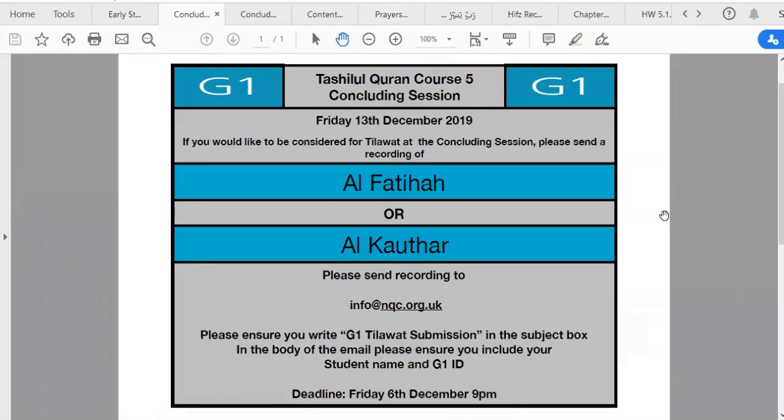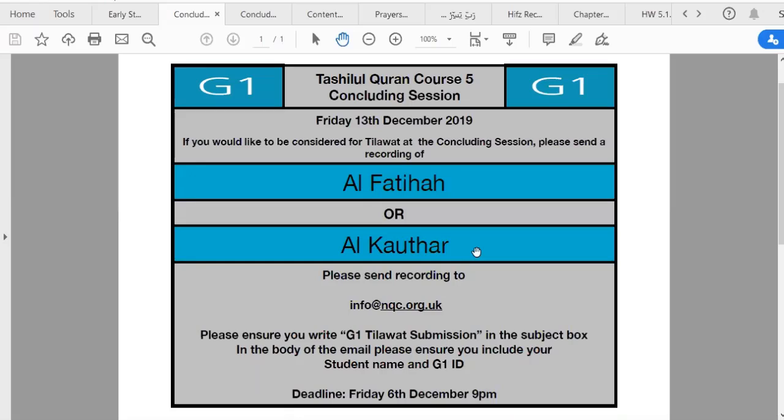So as you've been hearing for the past few days, we are going to be having a tilawat competition. As you may be aware, next Friday, so not tomorrow, but the following Friday, will be concluding our final session. And in that session, we will have a guest speaker. And there will be someone chosen to recite tilawat. And the tilawat you can record will be from Surah Fatiha, which you say in your namaz, or Surah Kawthar.